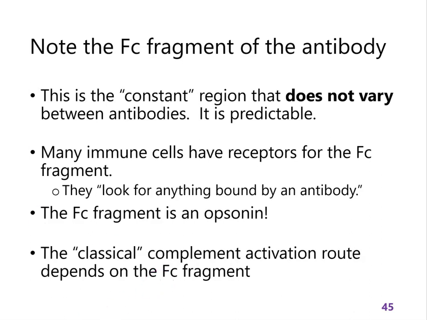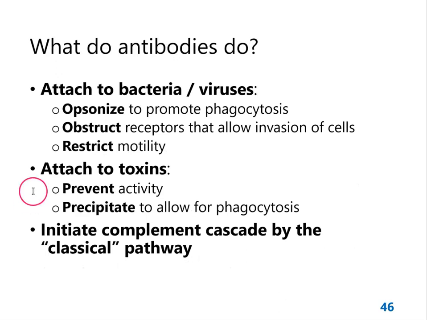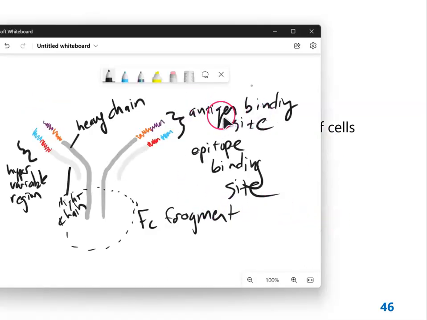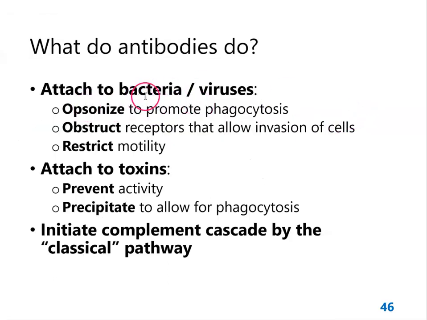So what do antibodies do? Here's really what they do. They stick to stuff. That's all they do. Their binding sites bind to stuff. So they attach to bacteria and viruses, and they opsonize them. Remember, opsonizing something makes it more delicious to macrophages, neutrophils, and dendritic cells, but mostly macrophages. Something that has been opsonized is more likely to go through phagocytosis. So they mark objects to be eaten.